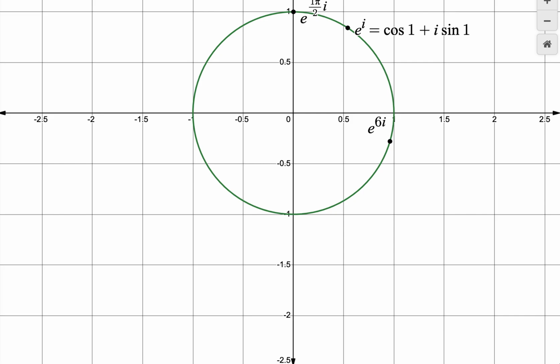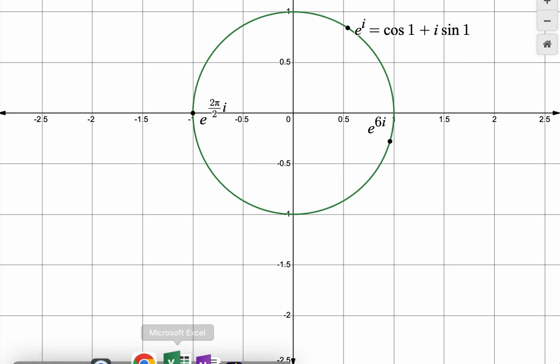Cos of pi by 2 is 0 and sine of pi by 2 is 1. So it must be on the imaginary axis, and e raised to pi by 2i is at that point. If I make it pi, do you see? e raised to i pi. Cos of pi is minus 1 and sine of pi is 0. So I should be on the minus 1 point. And that's where I am.